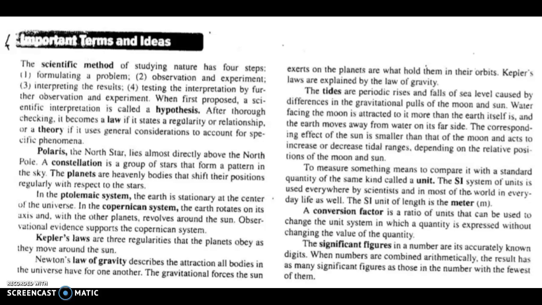Students, in this video, we will continue the classroom discussion, and I will introduce the end of the chapter's important terms and ideas. In my estimation, this gives you a good summary of what you are to expect in the chapter.